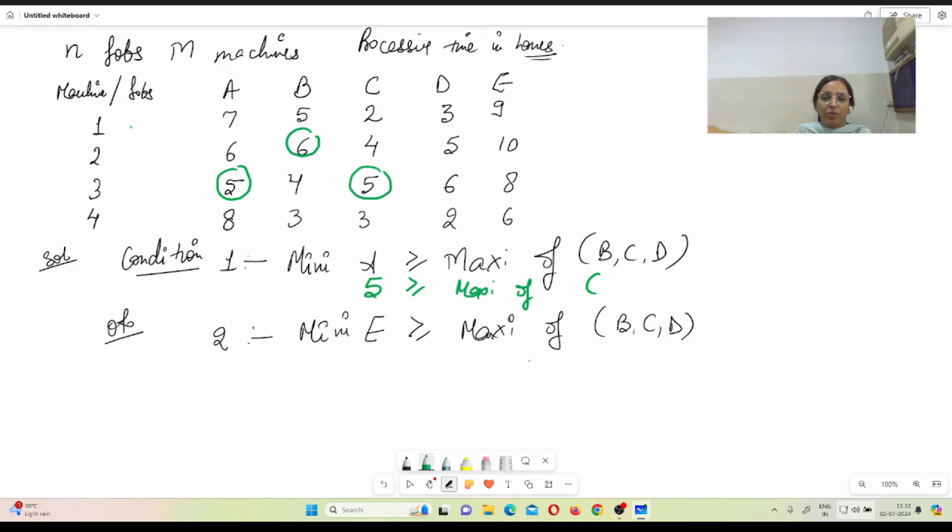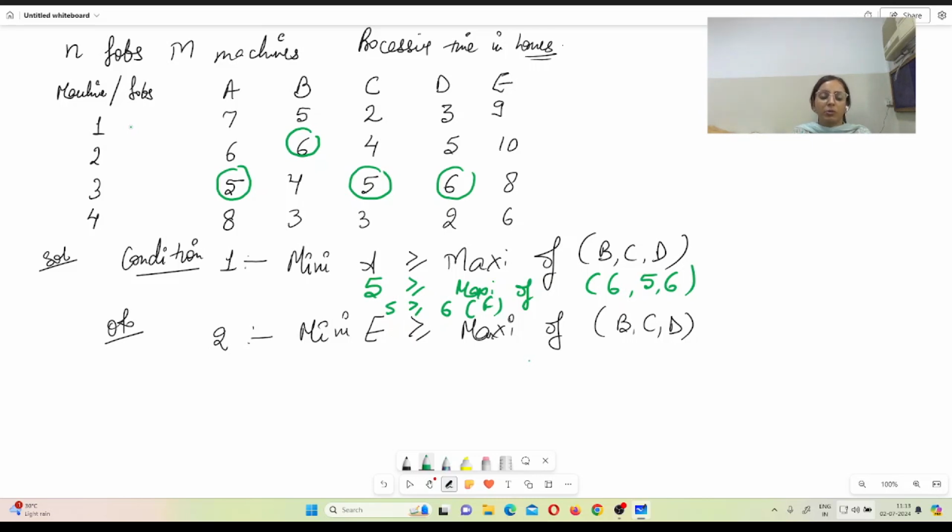And D, the maximum value is 3, 5, 6, so 6. We write it over here: maximum value of 6, 5, 6. So the maximum of 6, 5, 6 is 6. Therefore, is 5 greater than or equal to 6? The condition is not satisfied, so we write false.